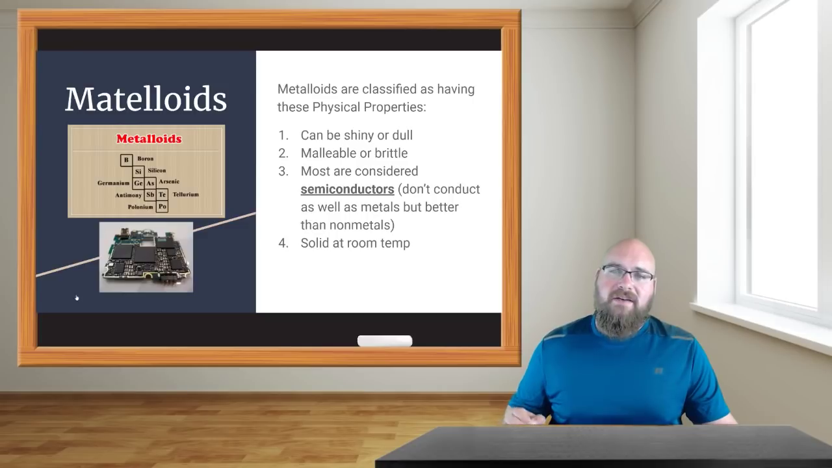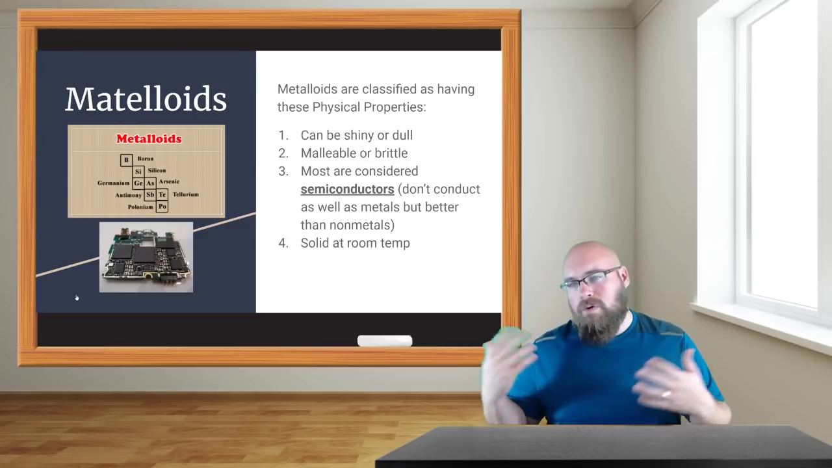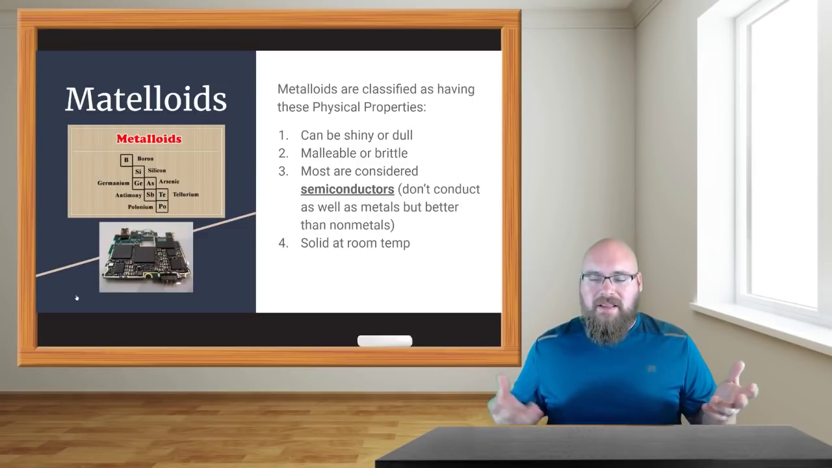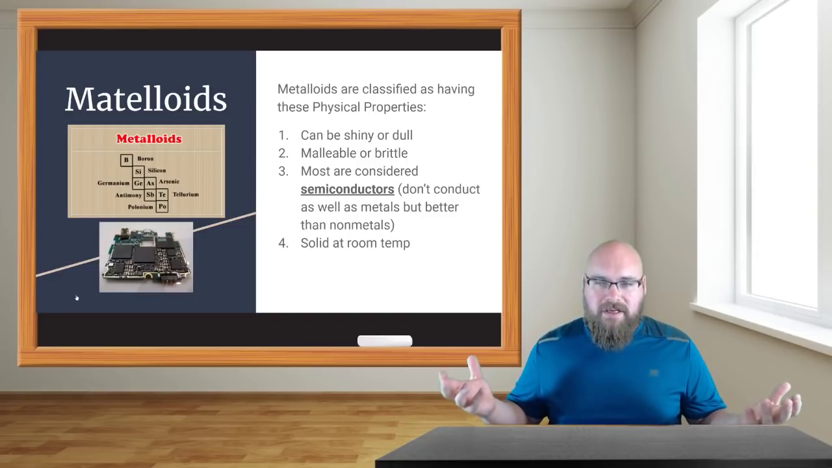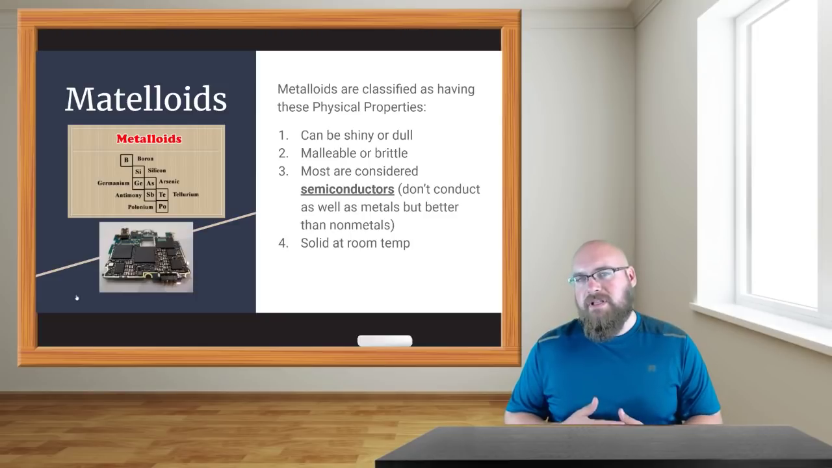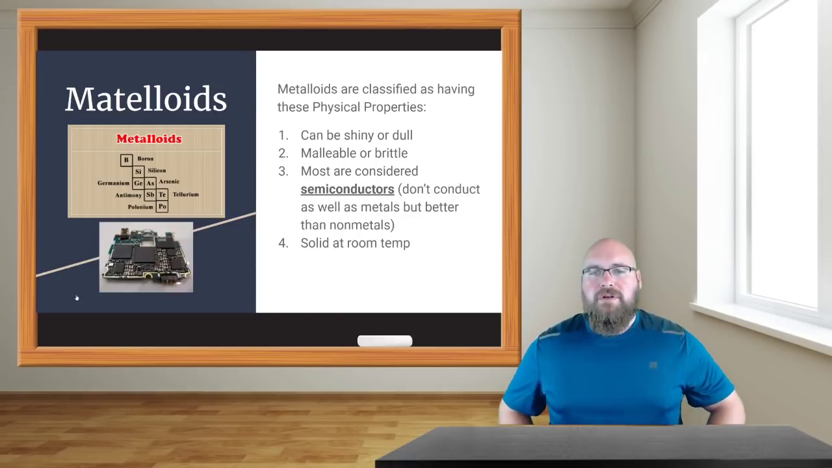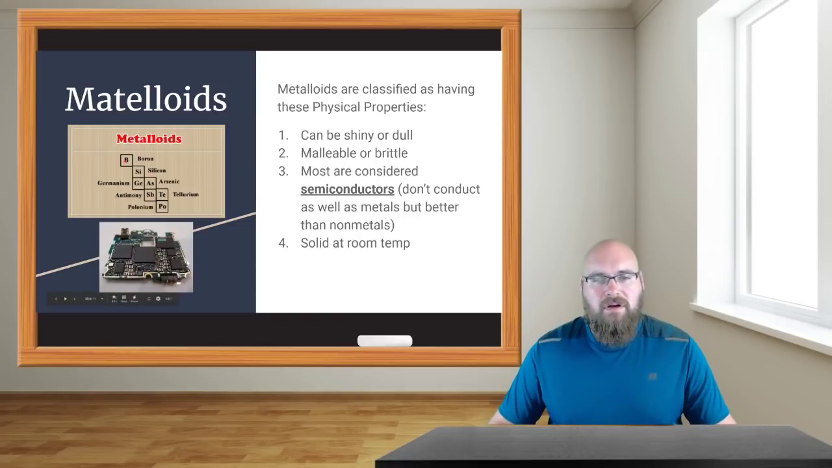Metalloids are classified as having either a shiny or dull luster. They can be malleable or brittle, and most of them are considered what we call semiconductors. They don't conduct as well as the metals, but they conduct better than the non-metals, and usually these are all solid at room temperature. So the metalloids are all found in one particular area of the periodic table: boron, silicon, germanium, arsenic, antimony, tellurium, and polonium. All of these are metalloids.